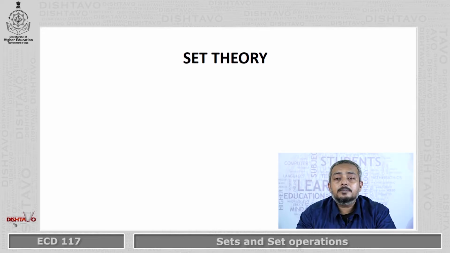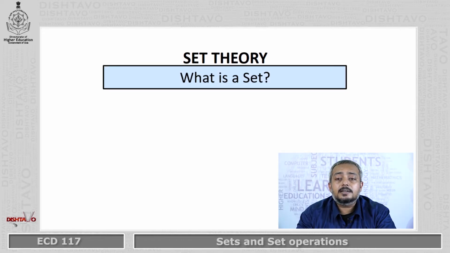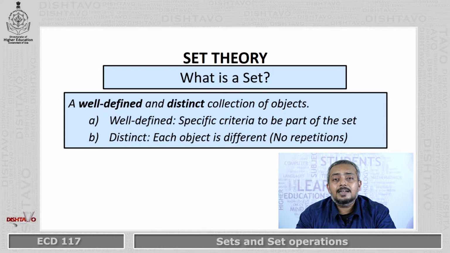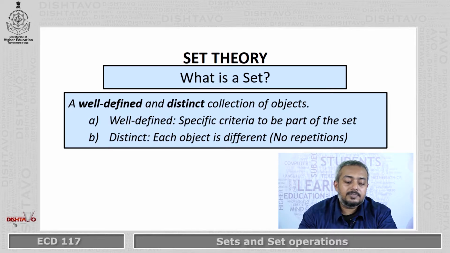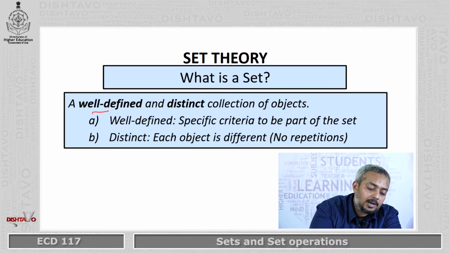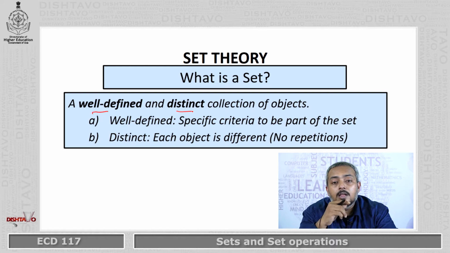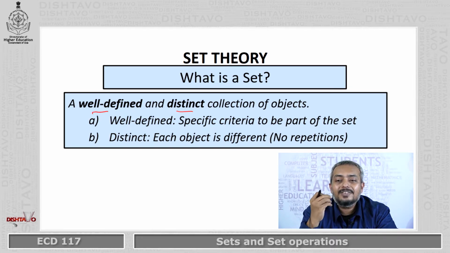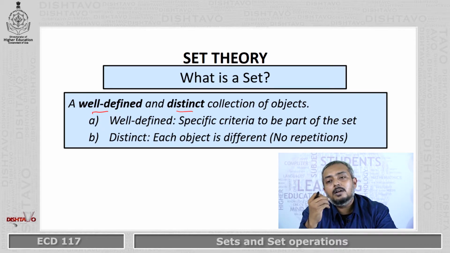So, set theory. What is a set? A set is a well-defined and distinct collection of objects. Now, there are two important words that we need to look at here: well-defined and distinct. When we say well-defined, what we are saying is that there is a specific criteria to be part of the set, and this criteria could be anything. When we see a specific example, you will understand it much better.